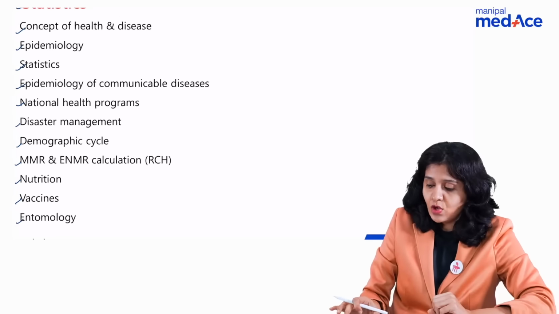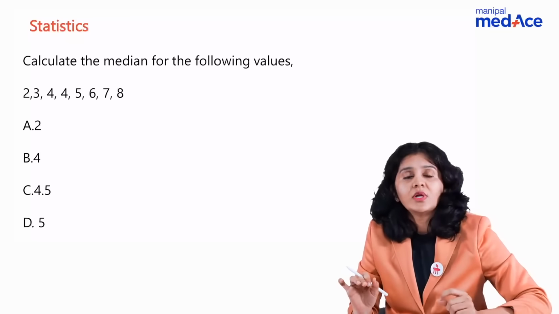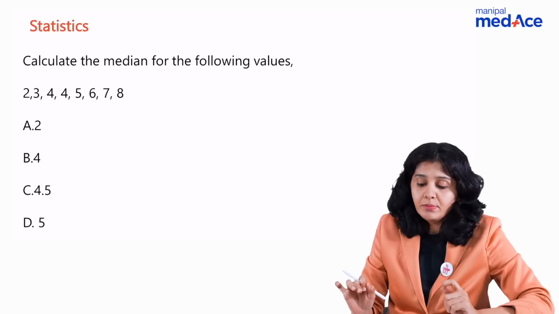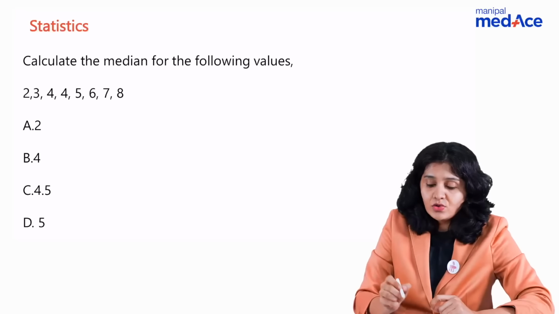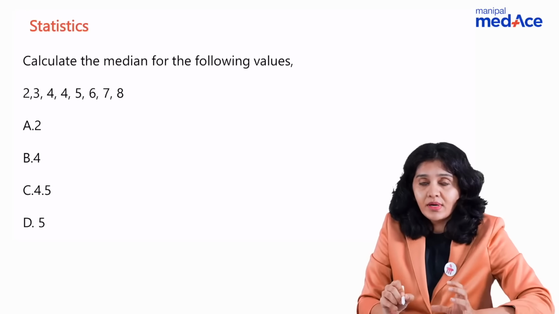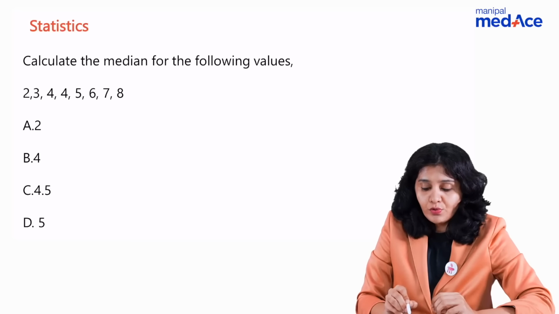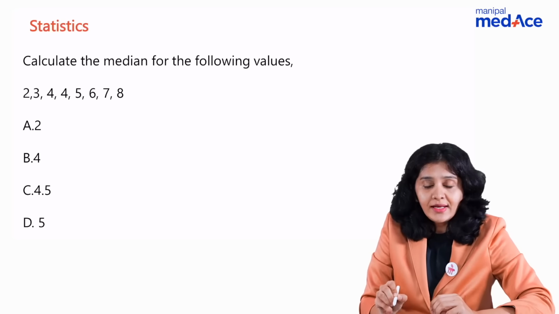So let us solve the question one by one now. Let us take statistics first. What was the first question in statistics? Calculate the median for the following values. The values were 8 in number, right? Even number. The values were like this: 2, 3, 4, 4, 5, 6, 7, 8.